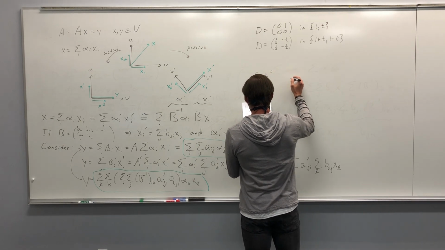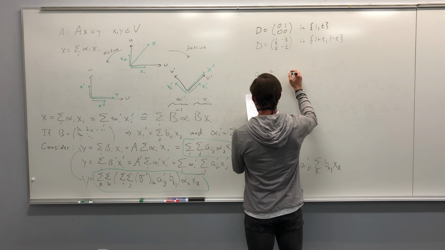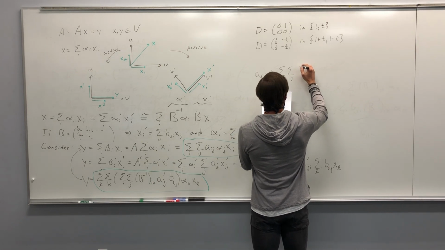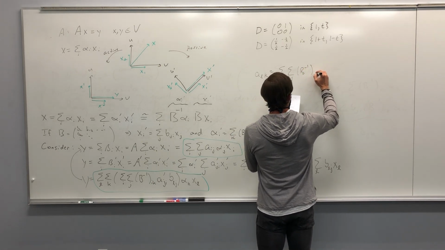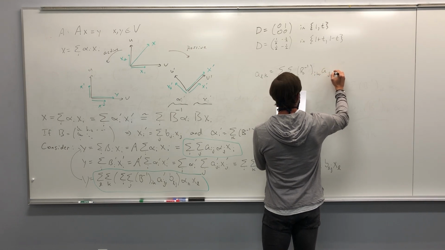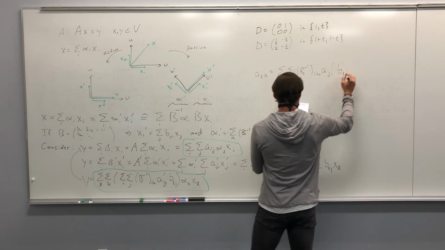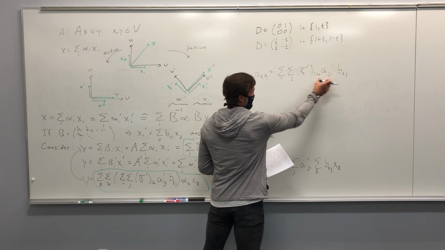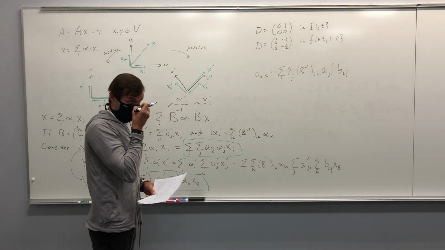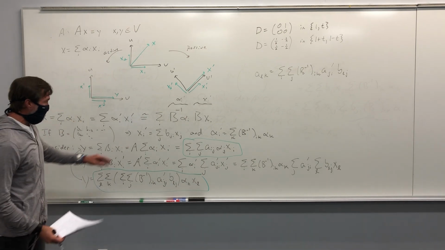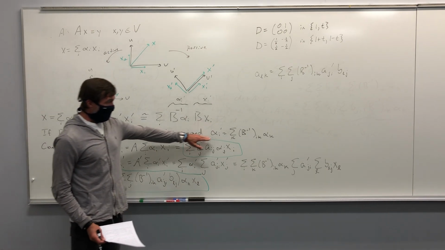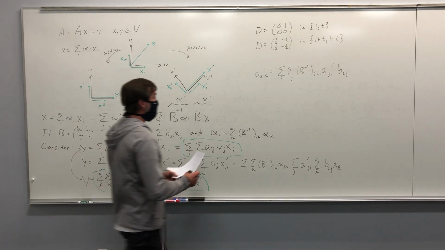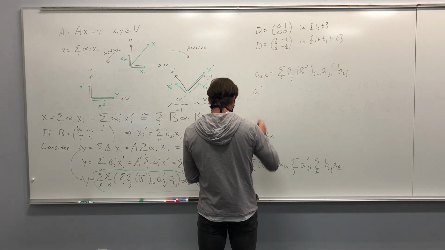A_lk is equal to, oh my goodness, sum over i, sum over j, B inverse_ik A_ji prime B_lj. Or you could take this and ask, what is A prime in terms of A? Okay? Because that's really what we were after. We were after what is the transformed basis, what are the transformed coefficients. We would like to know what are the transformed components of A.